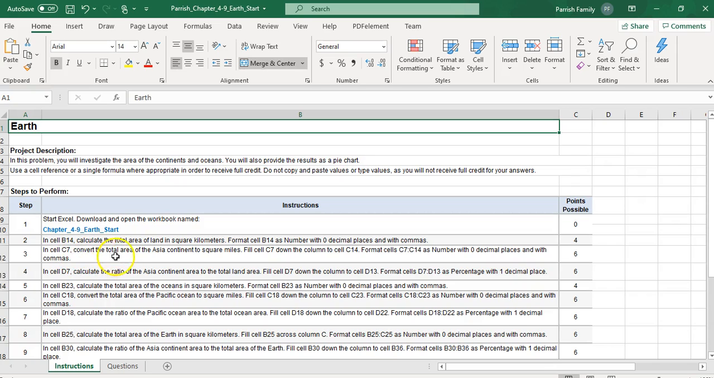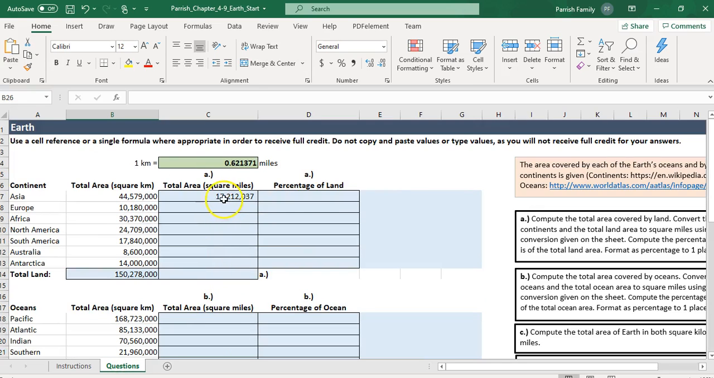It says in cell C7, convert the total area to square miles, and fill that value down. We want it to be a number with 0 decimal places and commas. Okay, so let's talk about how we're going to get this. We've done a number of problems with ratios, so we're doing another problem with ratios. The 44 million that we have here, 44,579,000, is square kilometers. Basically, what we want to do is convert that to miles.